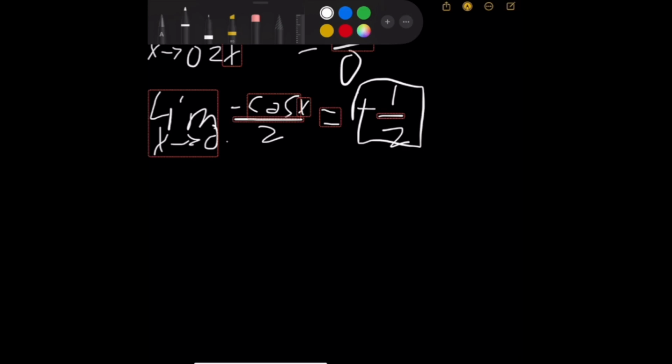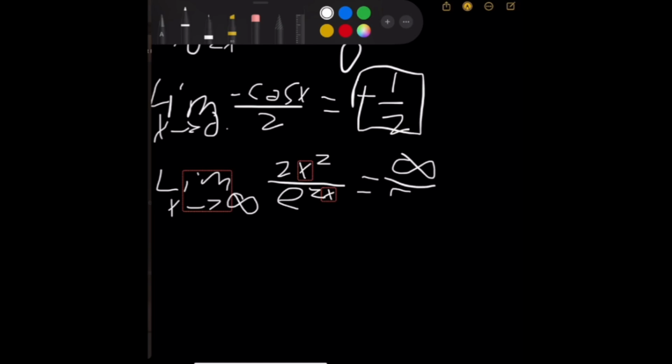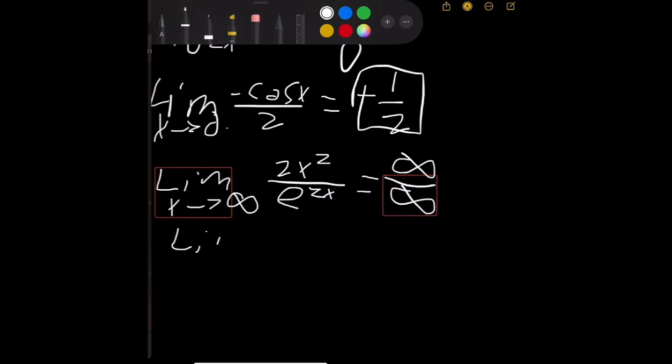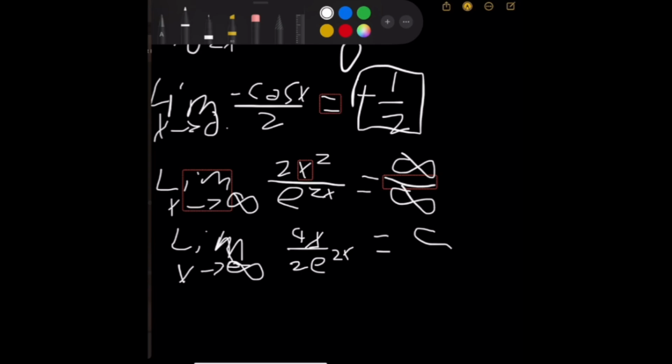I lied. You can use it when looking at examples that equal infinity over infinity. So, really quickly, the limit as x approaches infinity. Take the derivative, so that's 4x over 2e to the 2x. That would still equal infinity. So we do it one more time, infinity over infinity, because you plug it in.